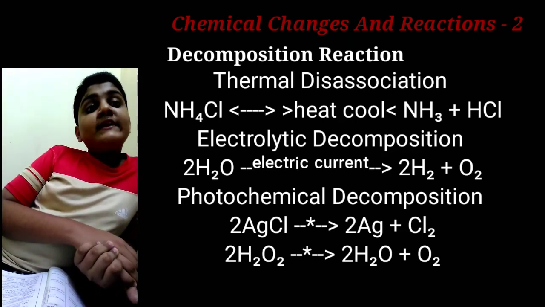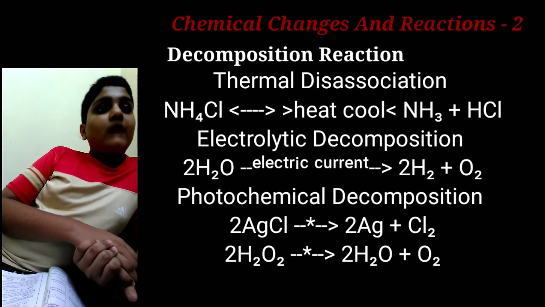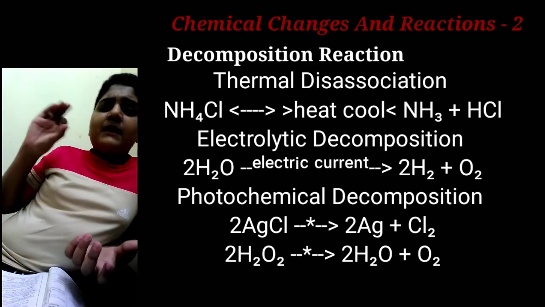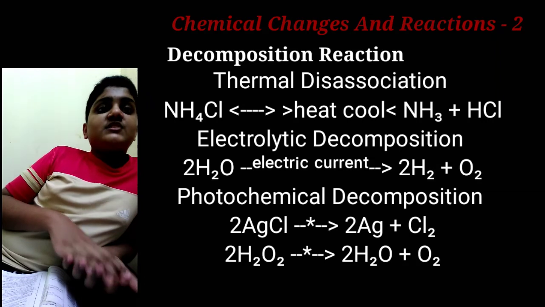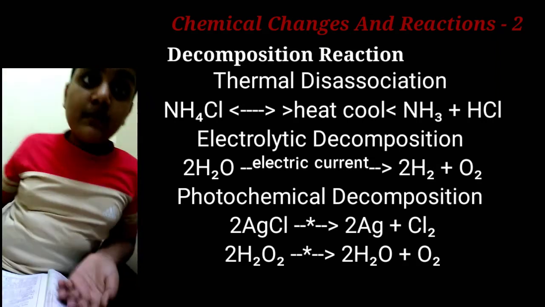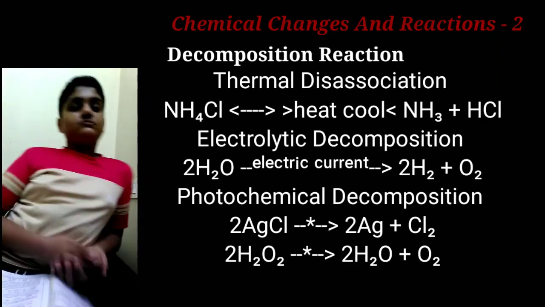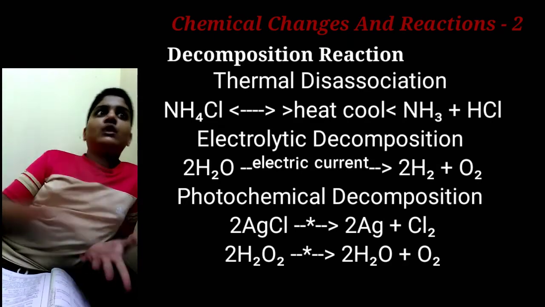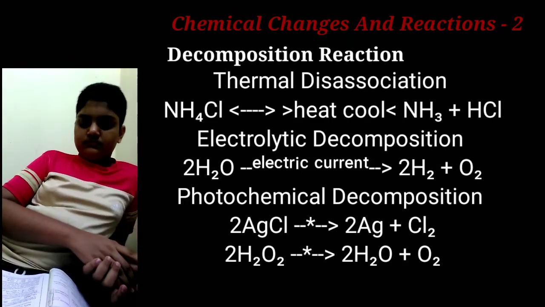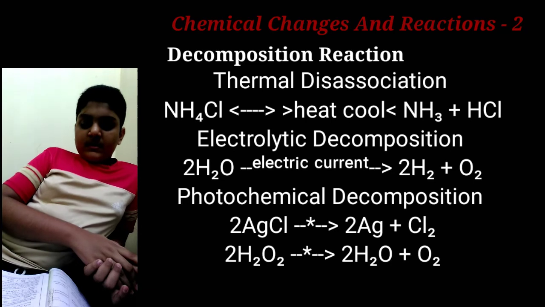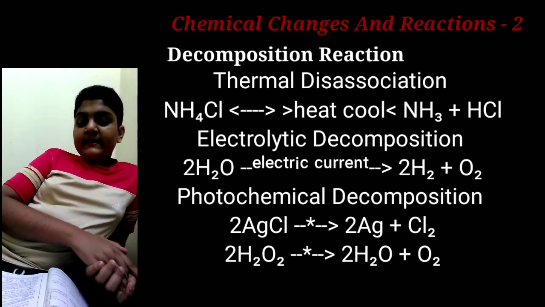Next is electrolytic decomposition, for example water. If you pass electricity through water, you will get hydrogen plus oxygen. The detailed experiment you will learn in the hydrogen chapter. Just learn that 2H2O on passing electric current gives 2H2 plus O2. That's all. That is called electrolytic decomposition.